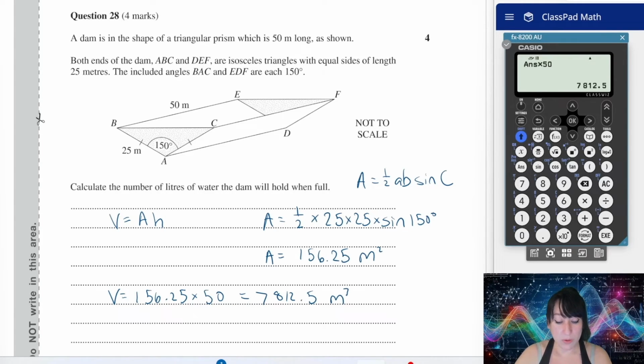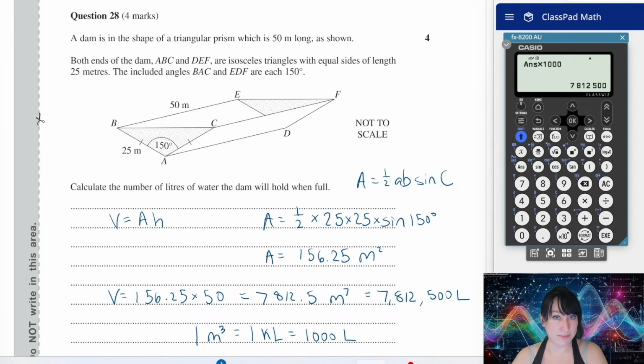So make sure you know that 1 cubic meter is 1 kiloliter, which, as you know, is 1,000 liters. So to convert this to liters, times by 1,000, that's 7,812,500 liters.